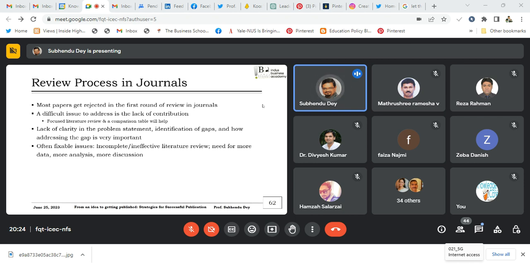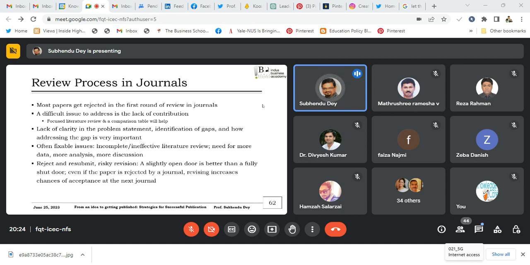So some fixable issues: incomplete or ineffective literature review. And most of the reviewers will tell you, please look at these particular papers, and that will help you. So good reviewers will give you all of that information. So if there is a need for more data, more analysis, all of those are fixable issues. So the reviewer comes back to you and says that if you can do a little more work, it will be better.